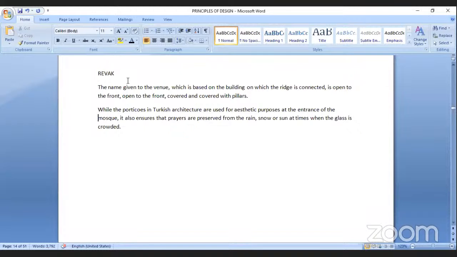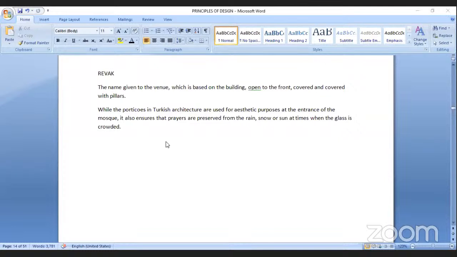It is open to the front and covered with pillars. While porticos in Turkish architecture are used for aesthetic purposes at the entrance of the mosque, they also ensure that worshippers are protected from the rain, sun, or snow.